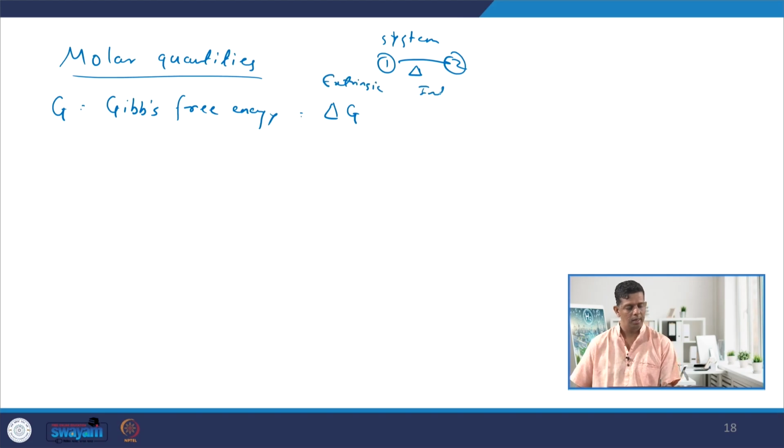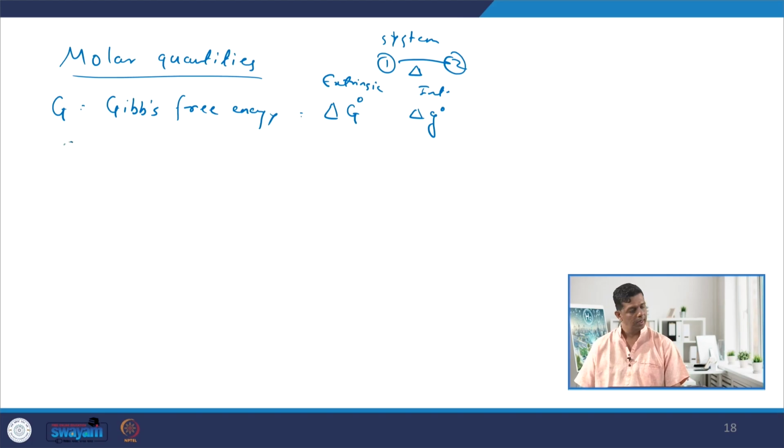This is the extrinsic quantity, we have seen this before. And how is your intrinsic? This is delta G. I can write G naught, delta G naught. So, when we write G naught, it is at the STP, standard temperature and pressure conditions.